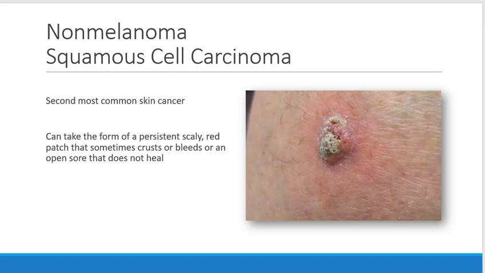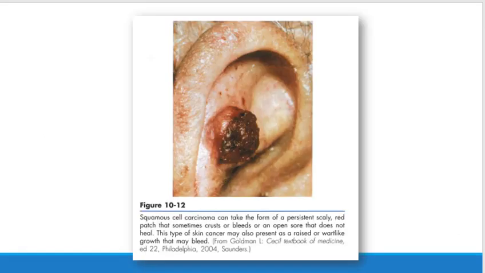Squamous cell carcinoma, usually not life-threatening. It's the second most common type of skin cancer. It can take the form of persistent scaly red patches that sometimes crust or bleed, or an open sore that does not heal. Here's an example of squamous cell carcinoma.